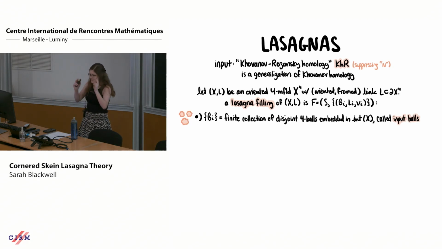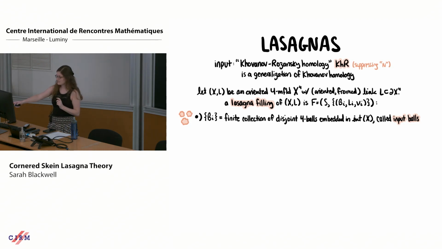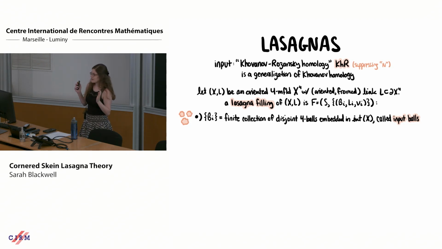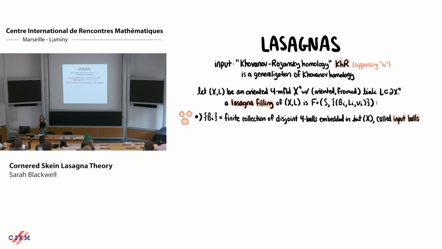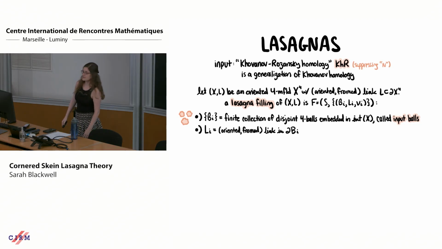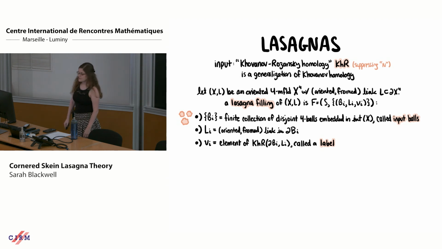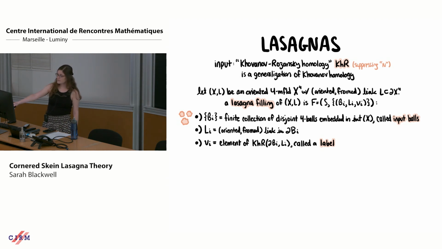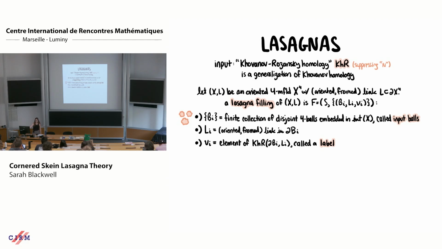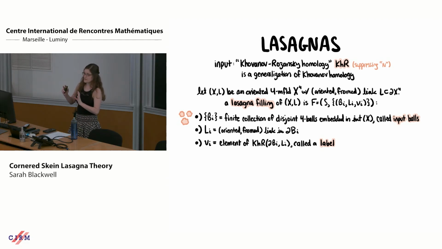Okay, so the meatballs in this sense are this collection of B_i, which are disjoint four-balls embedded in the interior of my manifold, and we call these input balls. For each B_i, we have L_i, which is a link in its boundary. And for each of these links, we have v_i, which is an element of this Khovanov-Rozansky homology called a label. That's the sense in which this is an input, and we're keeping track of these labels. This is not going to be at the forefront for most of what I'm talking about today, but it will be when we try to actually do some calculations.